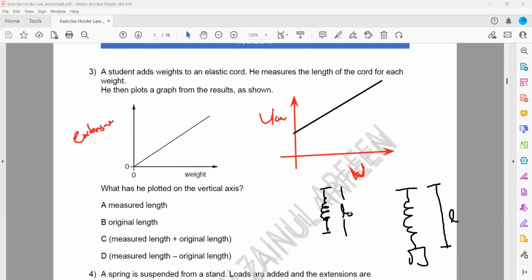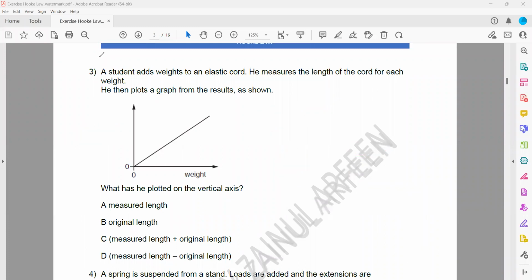So measured length minus the original length will get the extension. So which one is representing the extension? Option D is representing the extension, because extension is the total length or a measured length minus the original length, or length of a spring without any load.